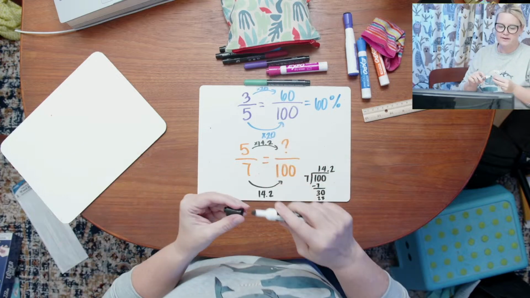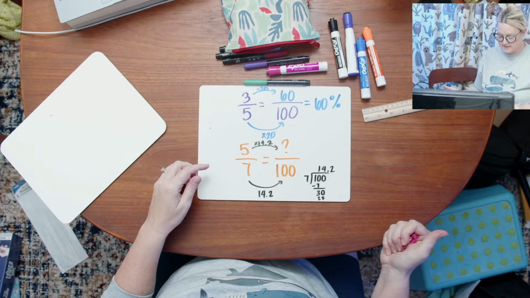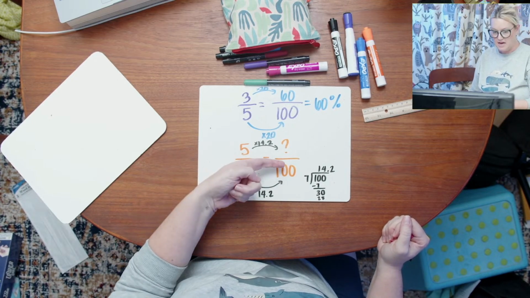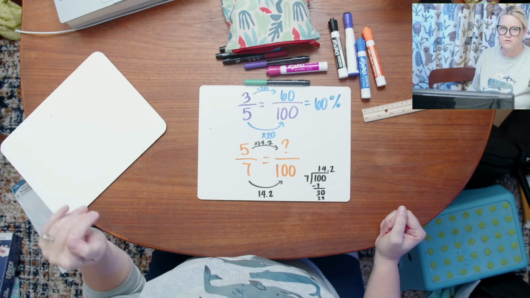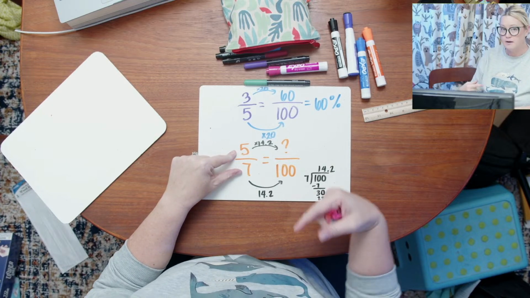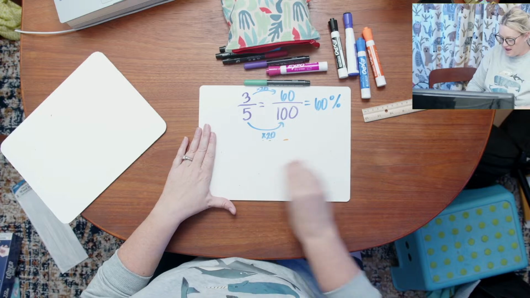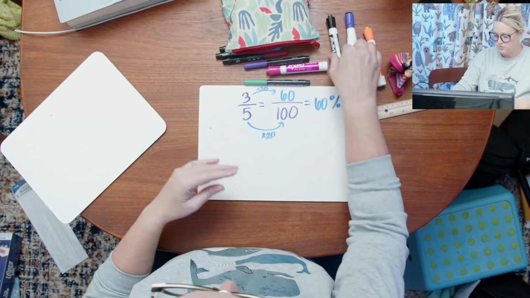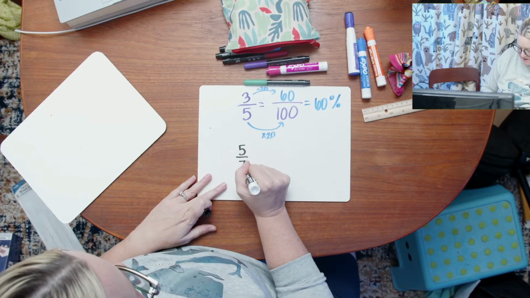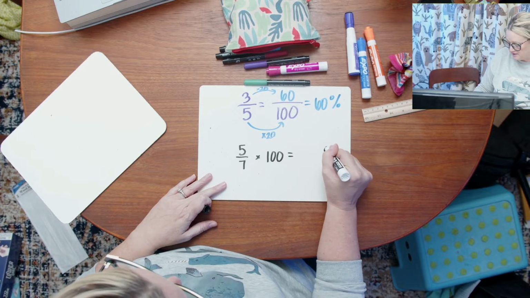The easiest way to do it is 5 divided by 7 times 100. That's going to give you your percent. It's the same thing as figuring out this whole fractional rate, so 5 divided by 7 times 100 gives me my percent.